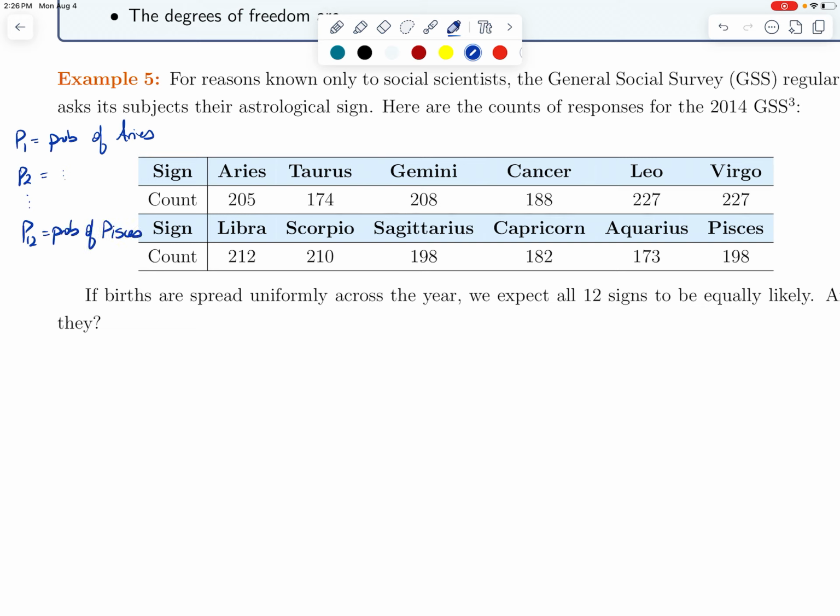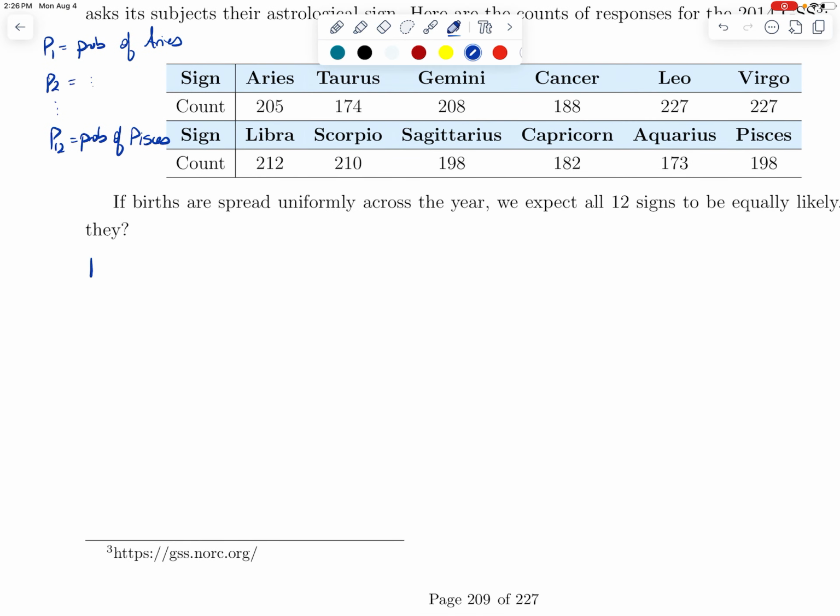All right, so the null hypothesis here is that everything is equally likely. So in this case, there's 12 options that are equally likely. So the null hypothesis is that P1 is 1/12, P2 is 1/12, all the way out to the last probability. They're all 1/12. And the alternative hypothesis is that at least one P_i is different, or is not equal to 1/12.